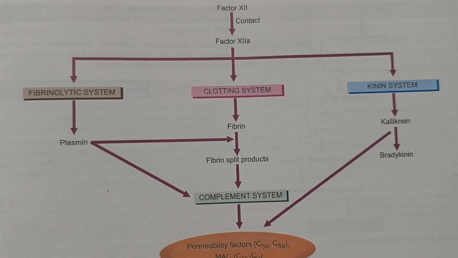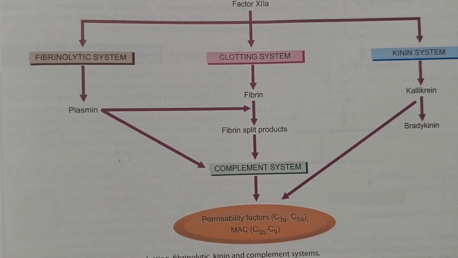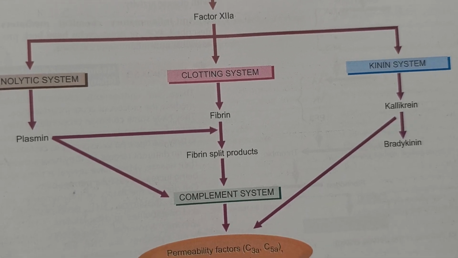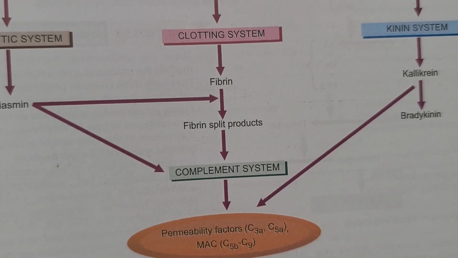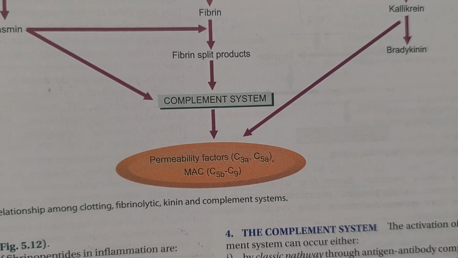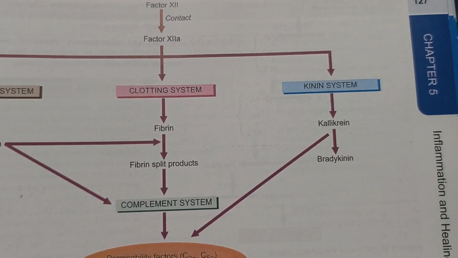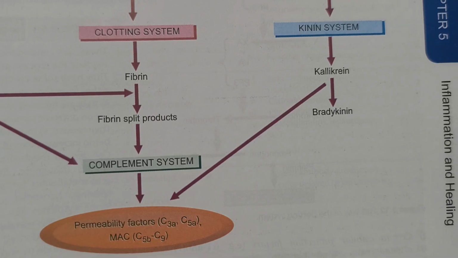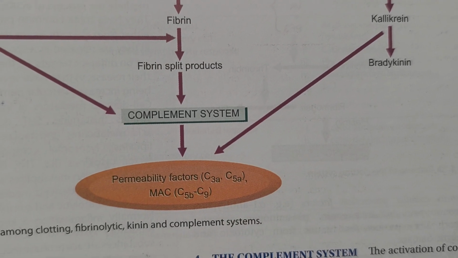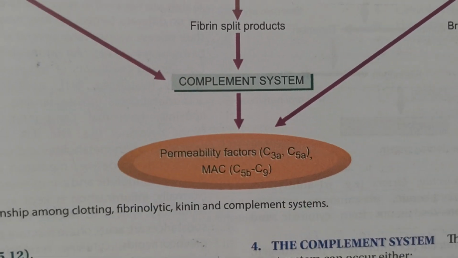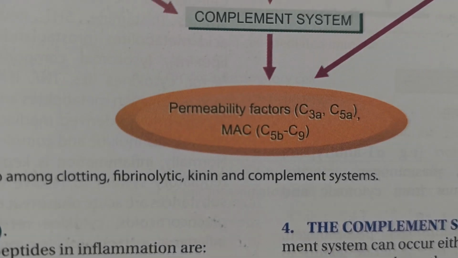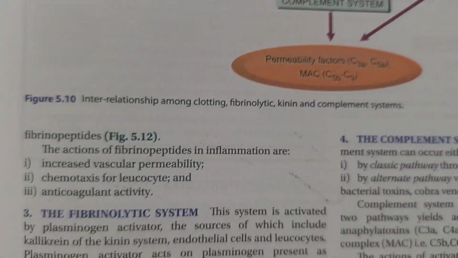Contact factor 12 will be activated, which leads to fibrinolytic system activation, which releases plasmin. Activation of clotting system, where the fibrin is acted upon by plasmin, leads to fibrin split products, which will activate the complement system. And there will also be activation of the kinin system, which leads to kallikrein and bradykinin, all of which will activate the vessel wall and lead to permeability factor activation: C3a, C5a, and MAC, C5b to C9.